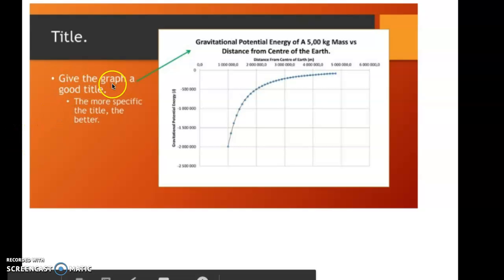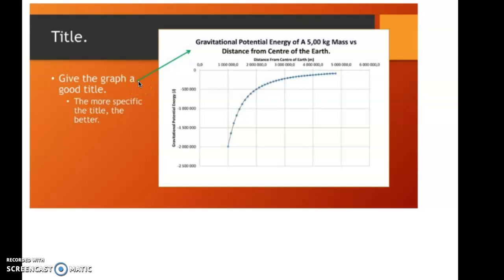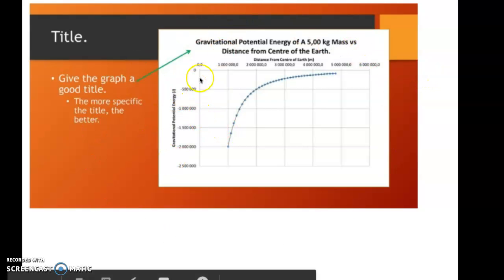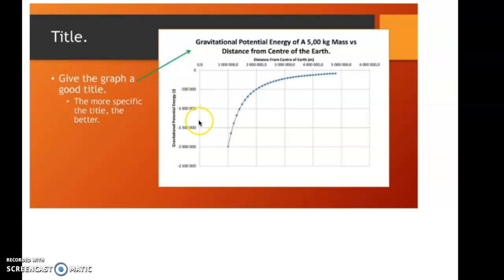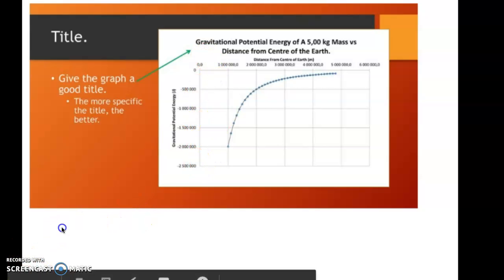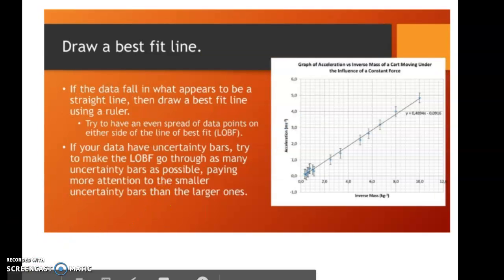Choose a graph title which is going to help understand what's actually on your graph. Okay, so the title is really important, and the more specific the better. So here we have the gravitational potential energy of a 5 kilogram mass versus distance from the center of the earth. So it's very clear, it's telling you exactly what's on there. So in addition to labeling the axes, ensuring that your scales are sensible, all right, make sure you've got a nice clear title. And that's it for the first video on graphs.